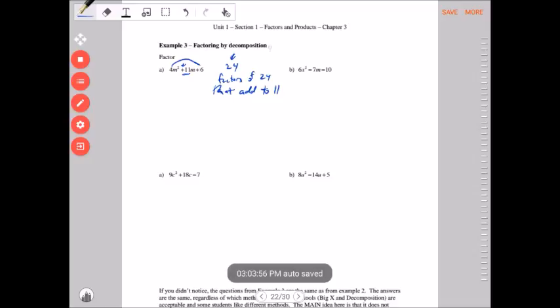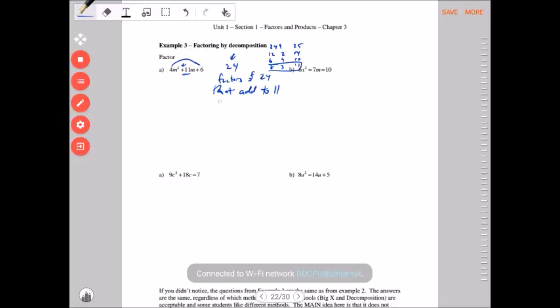Well, there's lots of factors of 24, but 24 and 1, 12 and 2, 6 and 4, 8 and 3. Okay, 24 and 1 is 25, 12 and 2 is 14, 6 and 4 is 10, 8 and 3 is 11. Oh, look, there it is. So 8 and 3 are our guys.